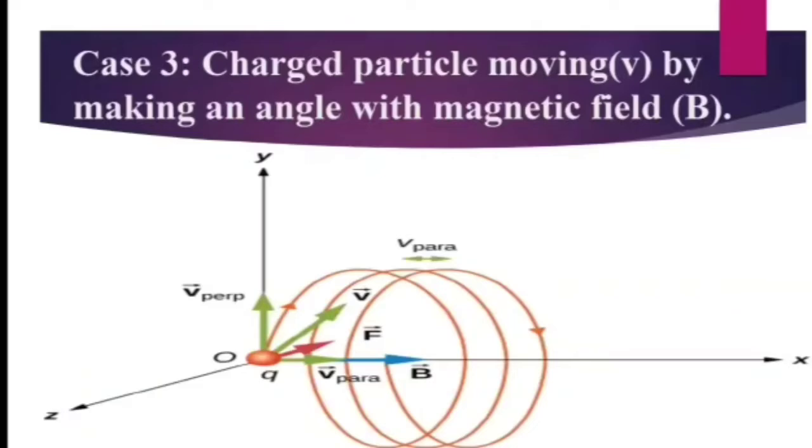In this video, you can see the demonstration of how a particle moves when it enters the field by making an angle with the magnetic field. As you can see, as soon as the particle enters the field, it follows a helical path. This is what is called a helical path.